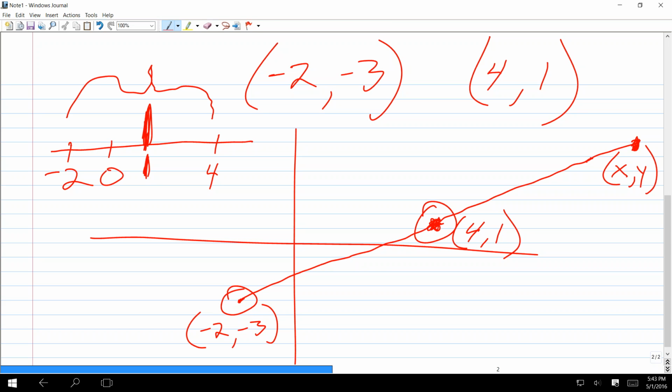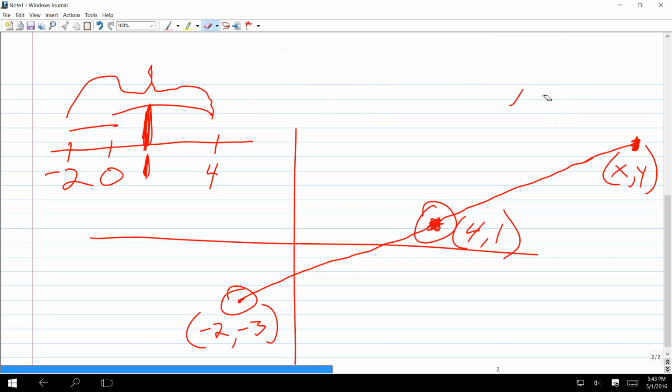Count it up on the number line. You have to go 2 units to get to 0, and you have to go another 4 units to get to 4. So it's 6. In other words, I changed the problem. I didn't give you 2 endpoints. What I gave you was one endpoint and a midpoint. There's another endpoint to this line that we're trying to figure out.